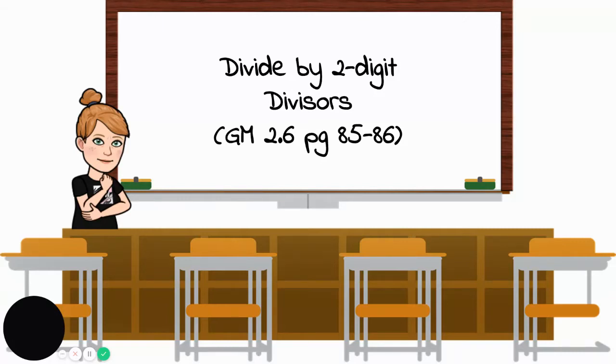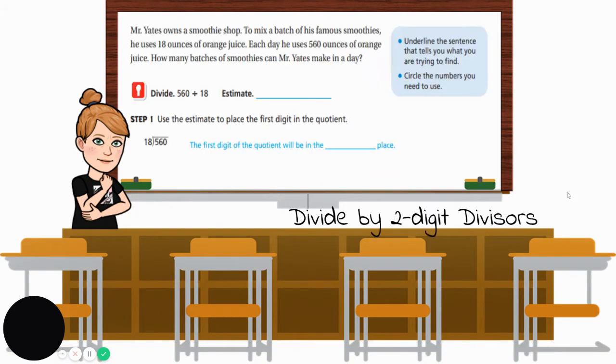Okay, and today we're dividing by two-digit divisors. You can follow along in your Go Math book, Unit 2.6, which is page 85 through 86. We're going to start with this problem.